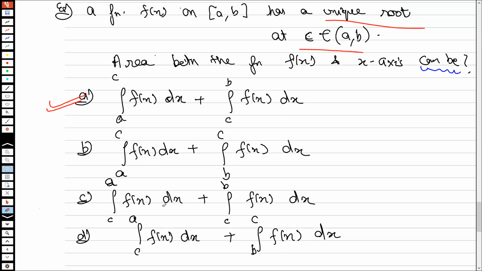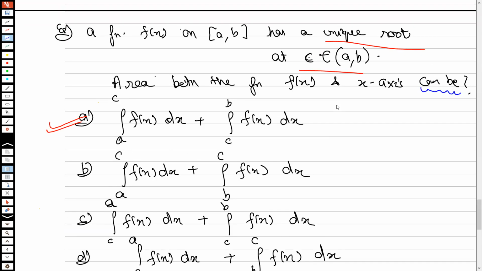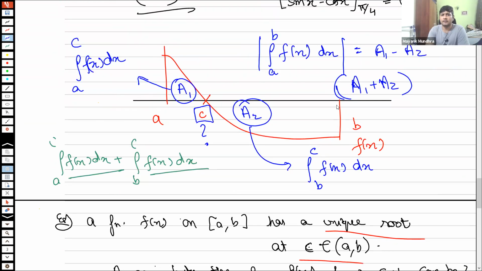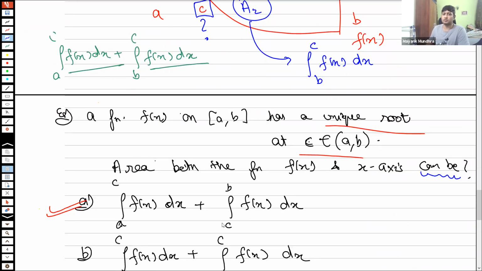Yes, sir, the first option. Can you give me an example of a function where it could be true? The example you just gave, the previous one. Okay, here I told you that the area is going to be A to C plus B to C. Here I have A to C plus C to B.